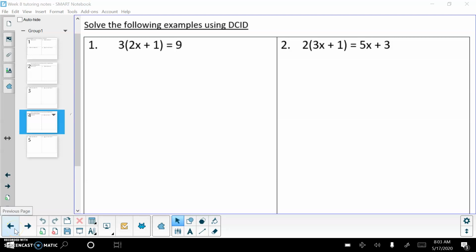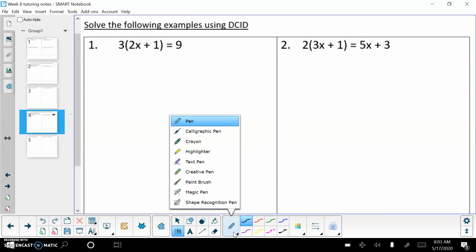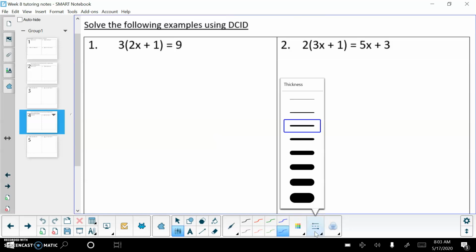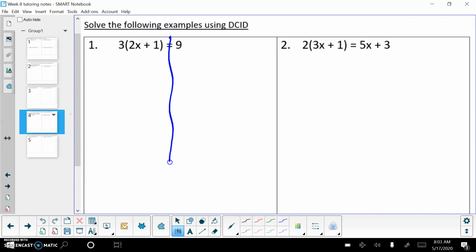Hello, this is our next tutorial on solving equations involving distribution, and this time it's going to be solving algebraically using our DCID method. Distribute, combine like terms, isolate, and divide. So I'm going to go ahead and look at problem number 1, and these are the same ones that we solved before using the sketching method, so we can compare how the two methods work together or are similar and different.